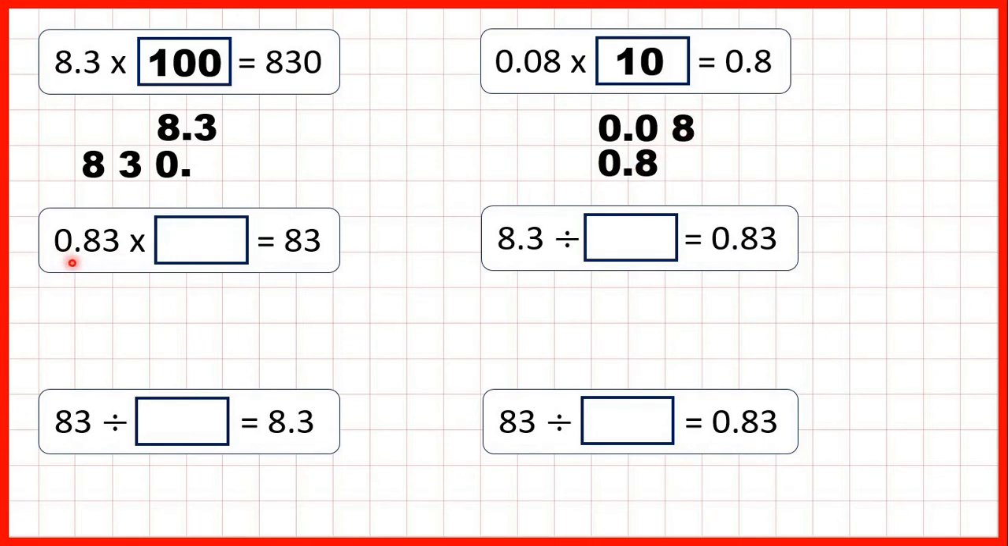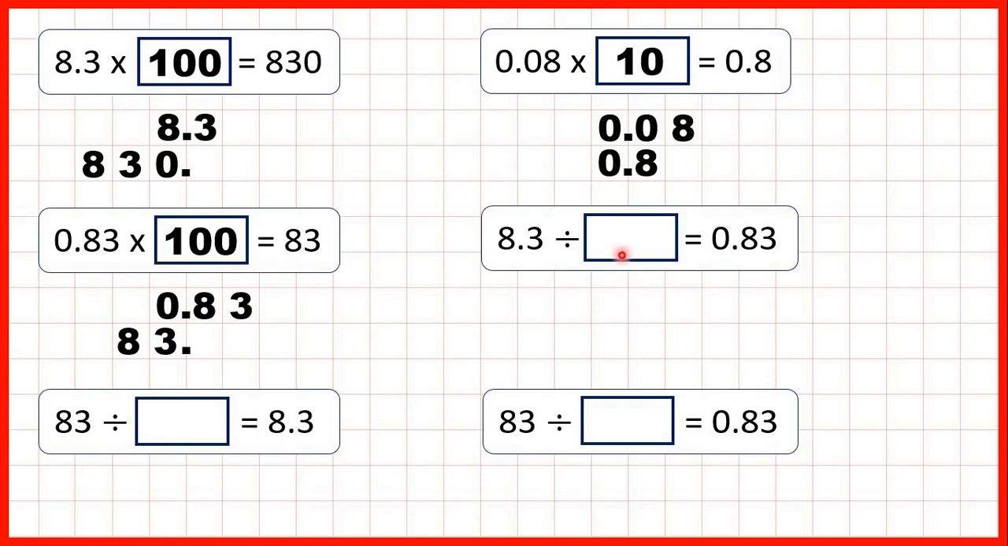Now we have 0.83, and we've multiplied to make 83, so we can write 83 with the decimal point on the end, so the decimal points are lined up, which means our tens, ones, tenths and hundredths place value columns are in the right place. Here we can see that the digits have moved 2 squares, which means we've multiplied by 100.